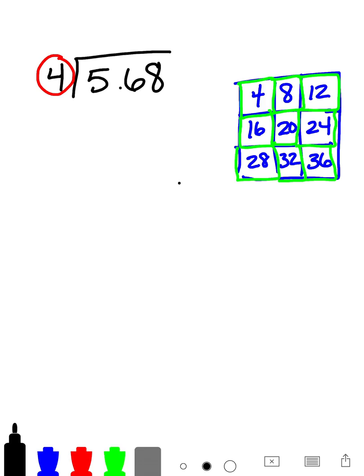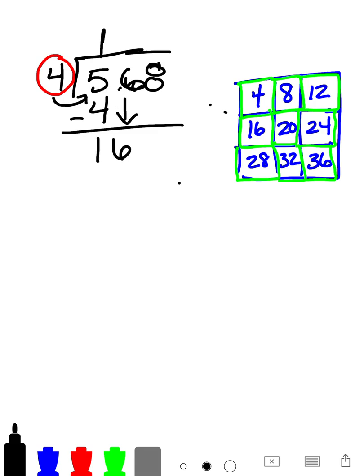So first thing I want to see is how many groups of 4 are there in 5? Well, we know 4 can fit into 5 one time. Sorry, guys. I must have hit a button and didn't realize. Okay. So 4 fits into 5 one time. 1 times 4 is 4, and we subtract. 5 take away 4 is 1, and we bring down our 6.